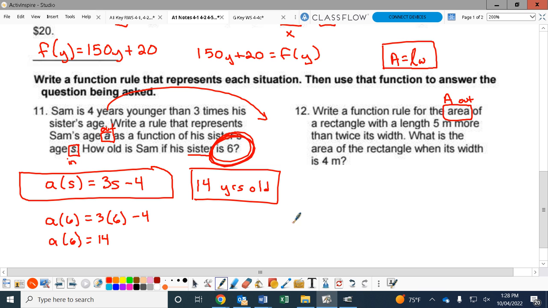That's our answer. We're looking for the area of a rectangle whose length is 5 more than twice its width. It's going to tell us, guys, again, you can cheat because you can look at the bottom. What are they giving us at the bottom? Width. So that's going to be your input. So it's going to be A of W equals.